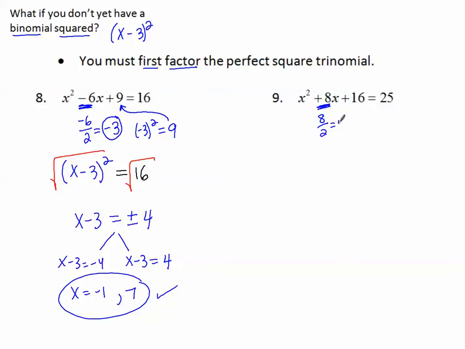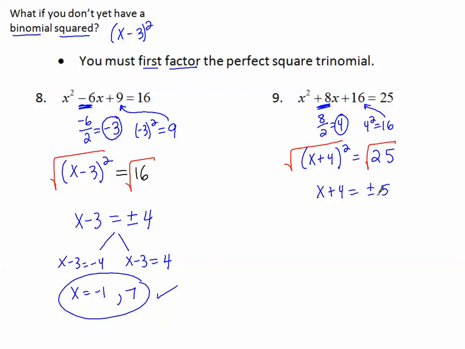Alrighty, 8 divided by 2 is 4, and 4 squared is 16, and 16's right there, so we use that 4. (x + 4)² = 25, and now I can take the square root to get rid of the square. x + 4 equals positive and negative 5. Two equations: x + 4 = -5, x + 4 = 5, and solve each of those. Subtract 4. So x equals -9, and x equals 1.